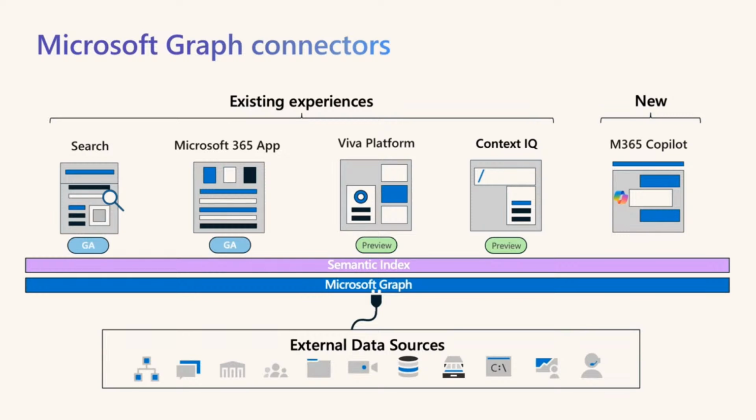As we move to the right, we can see some of our preview experiences. That could be the Viva platform, in terms of Viva Topics, as well as Context IQ, which is a way for us to do a deep link to that content, again, whether it's inside of M365 or with our external content. And then lastly, we have our newest experience here, which is Copilot for Microsoft 365. Again, it's our ability to have that conversational AI, a way for you to interact with content no matter where it may exist.